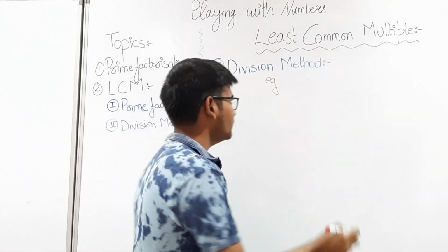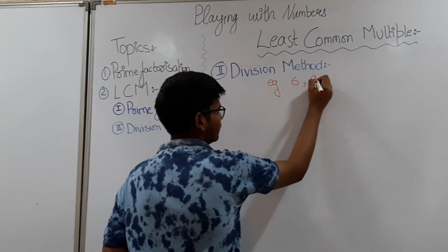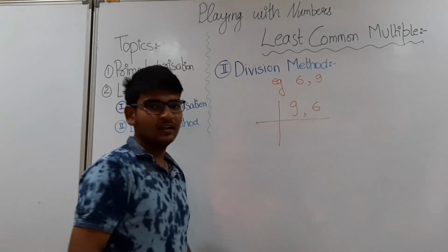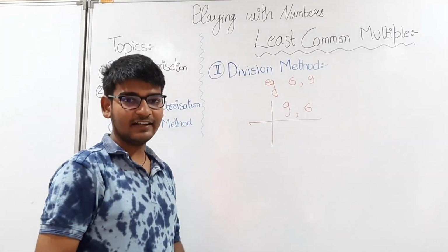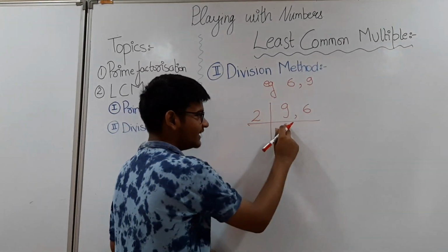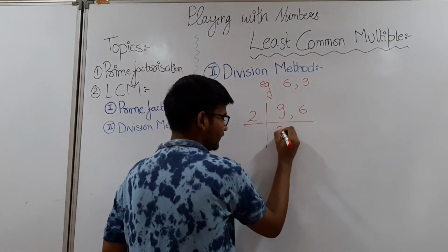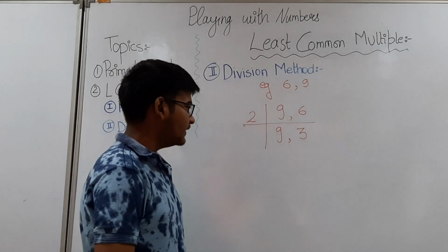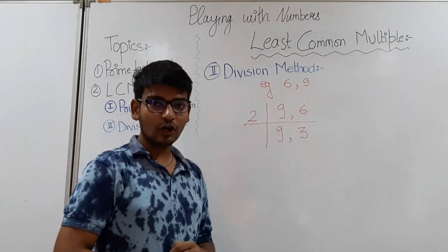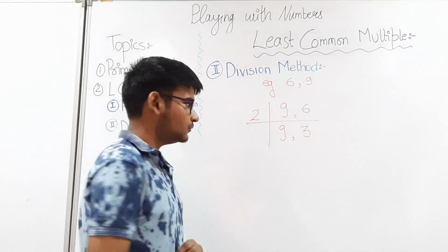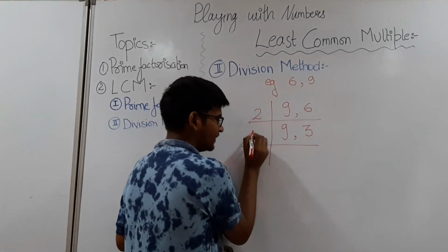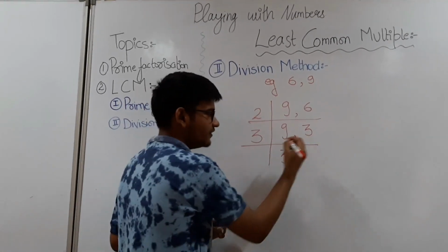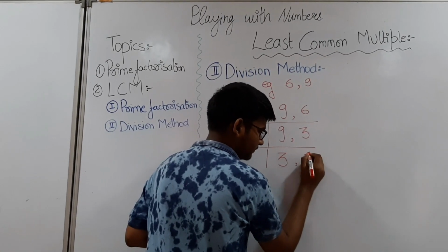So let us take one more example, that is 6 and 9. So we will write 9, 6. Now the smallest prime number that we can start with is 2, and 9 does not divide by 2, so we will write 9 as it is and divide 6 further. That will be 3. Now 9 and 3 are both not divisible by 2, so we will not take 2. We will take the next number, that is 3. Now we will divide 9 by 3, that will be 3. And we will divide 3 by 3, that will be 1.